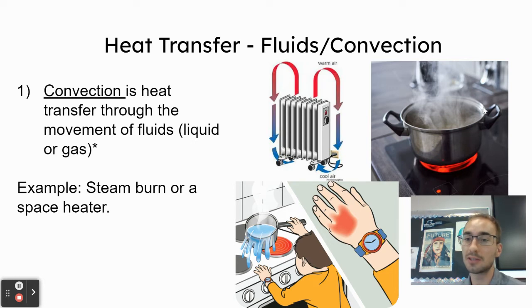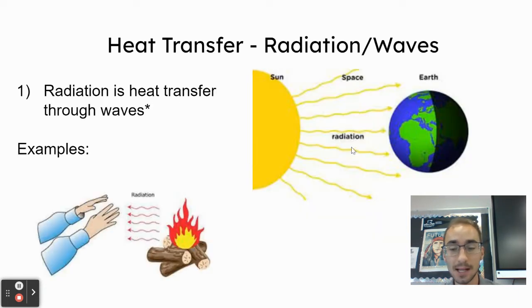Next one. This one is convection. This one is usually the most confusing. You may have heard of convection like a convection oven. So convection is heat transfer through the movement of fluids. And fluids technically counts as liquid or gas. So like cooking hot water, that's convection. Or like an air heater or space heater that blows hot or cold air, that is also convection. So it's the flow of liquids or gas, and that is convection. So please draw a picture, maybe of like a steam burn or a space heater blowing hot air.